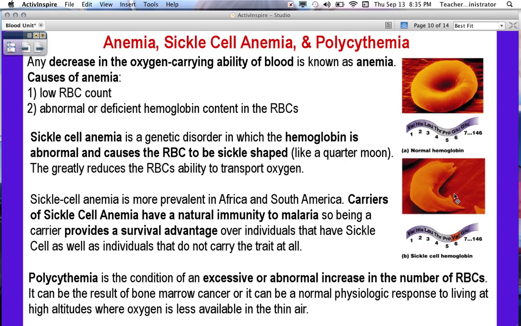The final disorder is called polycythemia. That was in your assignment as well. Poly means many, cyte is cell, and emia is blood condition. So this is where you have a lot of cells in your blood, and in this case we're looking specifically at red blood cells. So this is where you have an abnormal increase in the number of your red blood cells. What can cause this would be bone marrow cancer, or sometimes it can even be a normal response to when you live at really high altitudes and oxygen is less available.